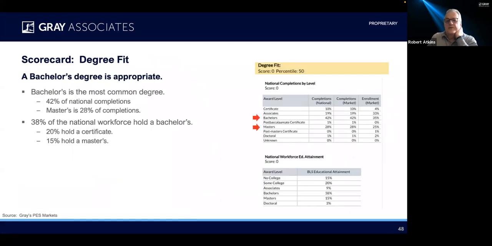So degree fit's pretty straightforward. Most of this is going to happen at the bachelor's and master's level. This is one where master's is a very common level for this program, at 28% of all completions. In terms of hiring, it's actually across the board from people who are working in these areas have every level of college attainment, from none up to doctoral, although very few at the doctoral level.